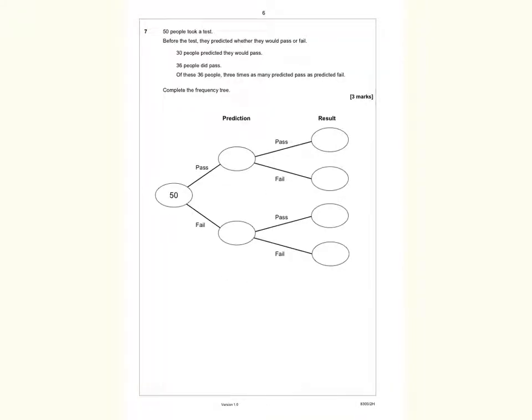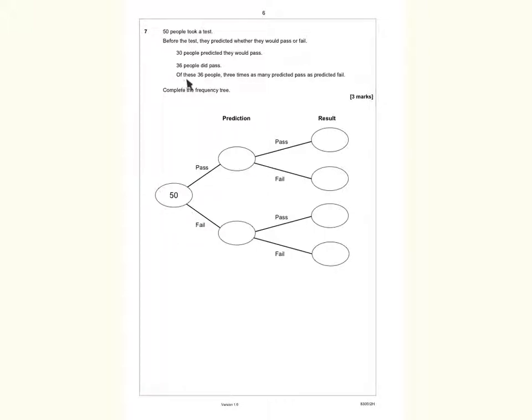Okay, so question 7 says 50 people took a test. Before the test, they predicted whether they would pass or fail. 30 people predicted they would pass. 36 people did pass. Of these 36 people, 3 times as many predicted pass as predicted fail. Complete the frequency tree.